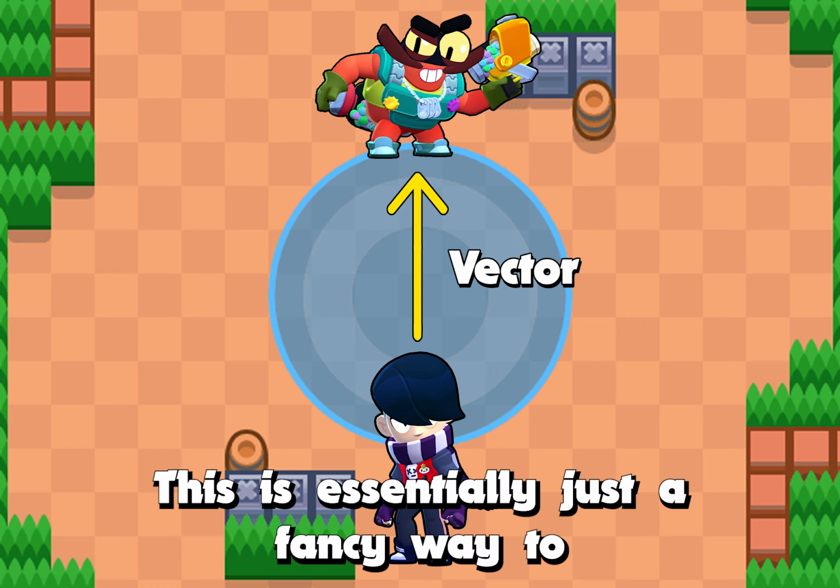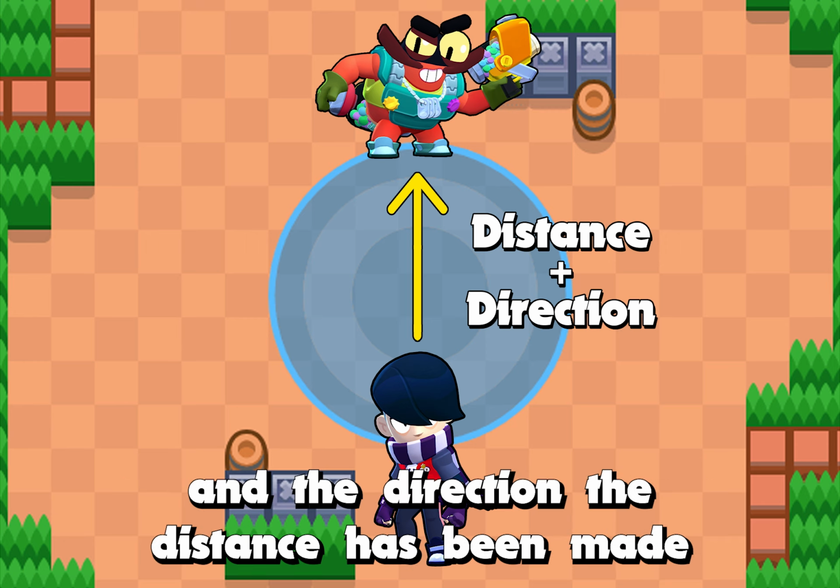This is essentially just a fancy way to say the amount of distance that's been traveled and the direction the distance has been made in.